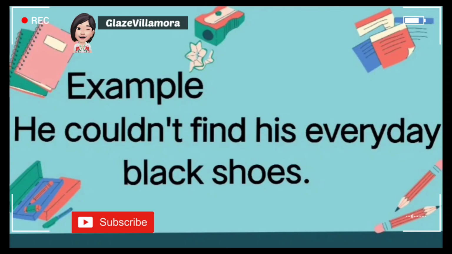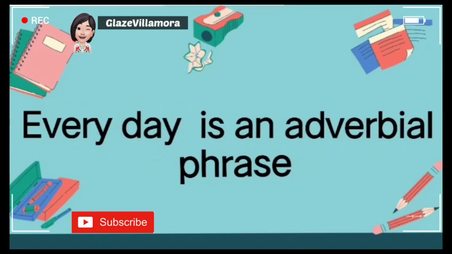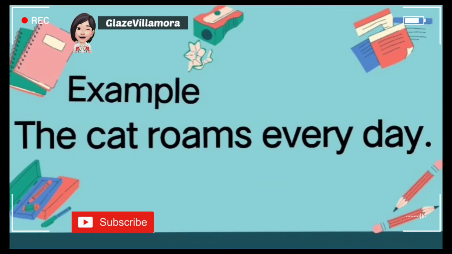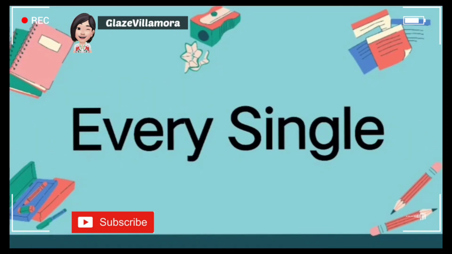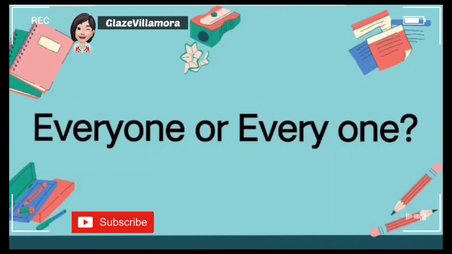Everyday comes before the adjective black, but both describe the noun shoes. Every day is an adverbial phrase. For example, the cat roams every day. The phrase every day describes the verb roams by saying when it happens. We often use single with every to emphasize each member of a complete group of people or things. For example, I've got to photocopy every single page.